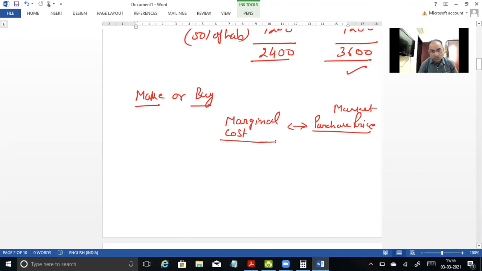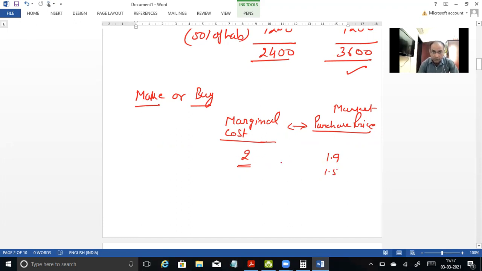So how to decide whether we have to buy it from outside or make it inside the factory? What we would check in this case is that marginal cost means only variable cost. Do not include any fixed cost while taking this decision. Suppose your marginal cost for any product is 2 and it is available in the market at less than 2. Less than 2 means 1.9, 1.99, or 1.5 or something like that, which is less than the marginal cost which you are having.